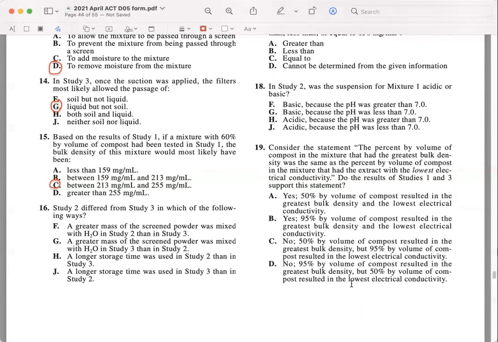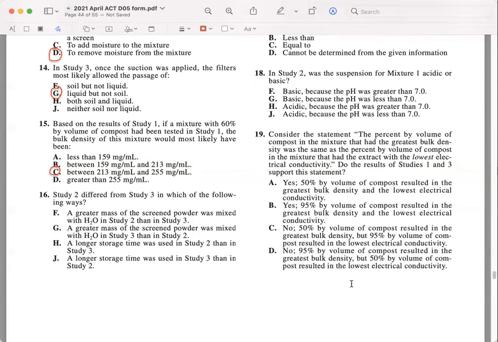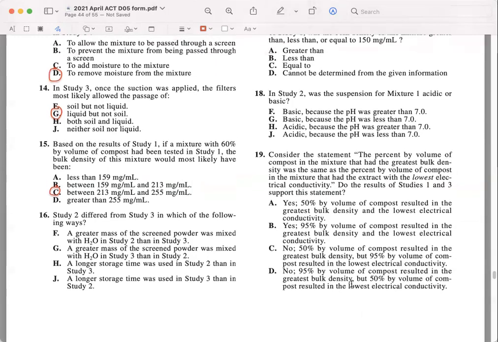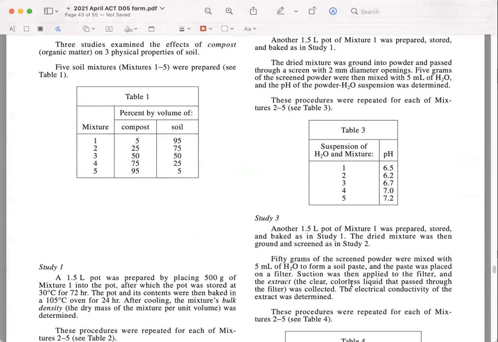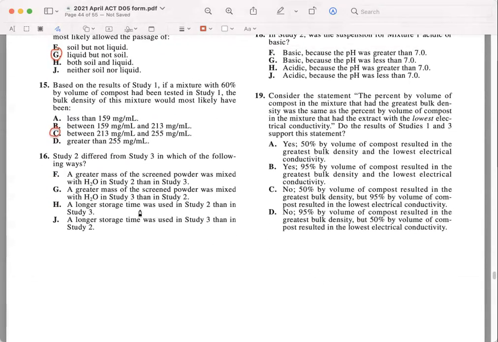So a greater mass of the screened powder was mixed with water. Okay, so let me just look at this. 5 grams of the screened powder and 50 grams. Okay, so there it was 5 and this was 50. So a greater mass of the screened powder was mixed with water in study 3. So it's G.